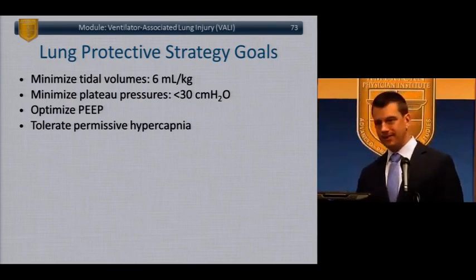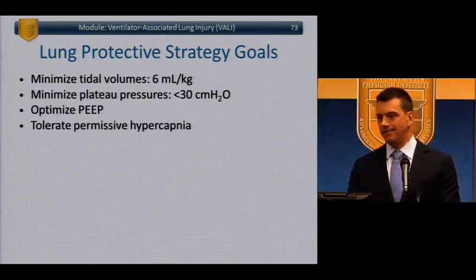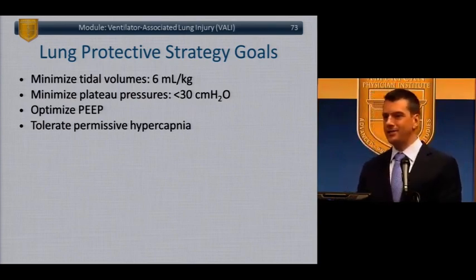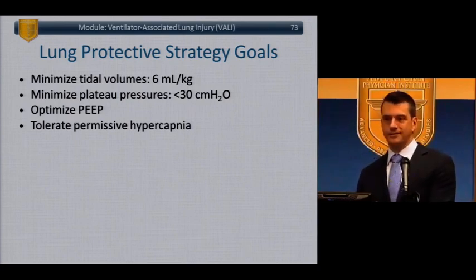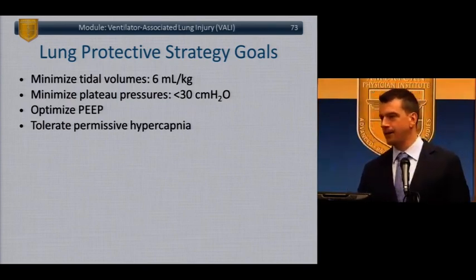Optimized PEEP, which means give enough. Again, as you mentioned before, high PEEP can affect cardiac return and venous pressure, so you cannot maintain it too high. You get to a point of about 14 or 15, and now you're going to get hypotensive and not be able to rely on PEEP at a constant level. And then tolerate permissive hypercapnia.